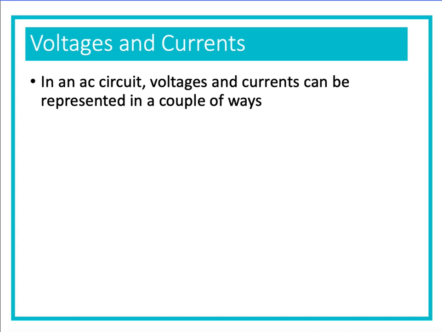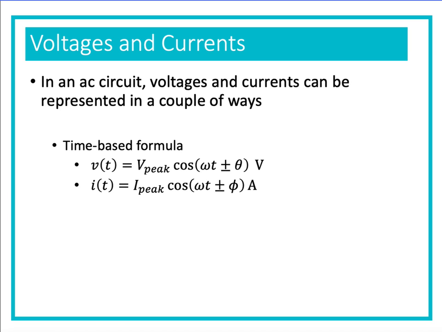So remember, last time we talked about the fact that voltages and currents can be presented a couple of different ways. You can have a time-based formula in which the voltage is time-dependent and includes a frequency. In this particular equation, we've just used the radian frequency of omega, which equals 2 pi f. Most of the time, you'll be given a frequency in hertz.